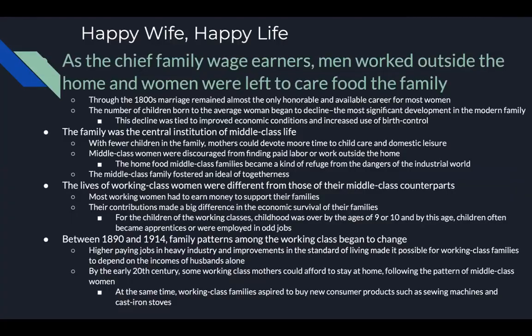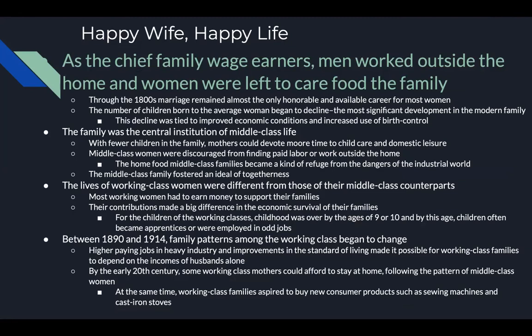So women working, putting in the work. Happy wife, happy life. As the chief family wage earners, men worked outside the home and women were left to care for the family. Sorry, typos. Throughout the 1800s, marriage remained almost the only honorable and available career for most women.